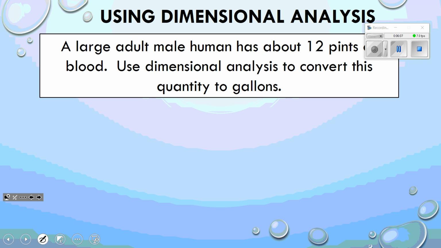Okay, let's see how dimensional analysis will be used with this. A large adult male human has about 12 pints of blood. Use dimensional analysis to convert this quantity to gallons. So we have 12 pints.